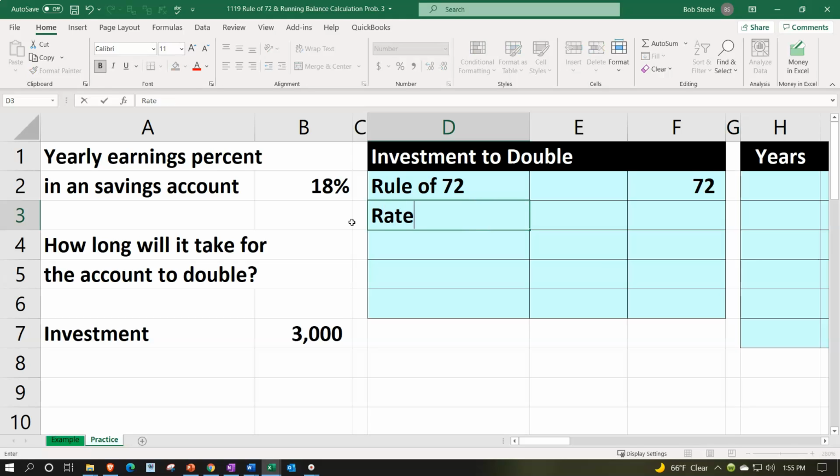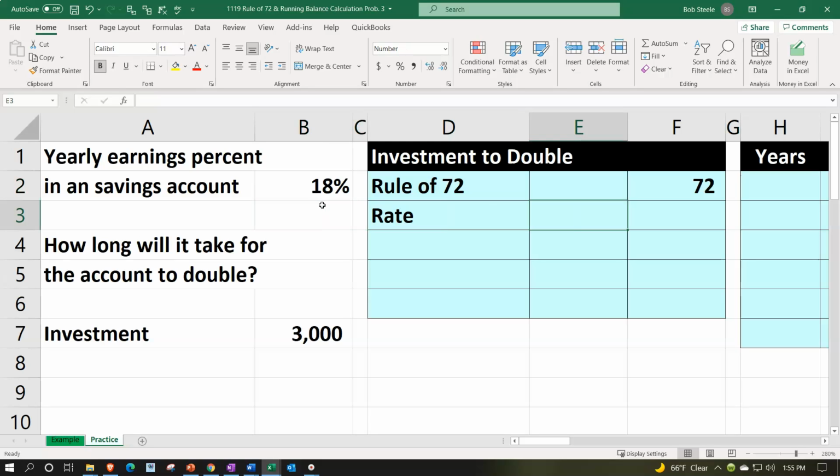Now, normally you just basically divide by the rate, but we want to make sure that we understand what we mean by the rate when we're talking about the rule of 72, because the rate can be expressed here in the format of a percent, in the format of a decimal, 0.18, or in this case, we want to convert it to an actual dollar amount or an actual number of 18.